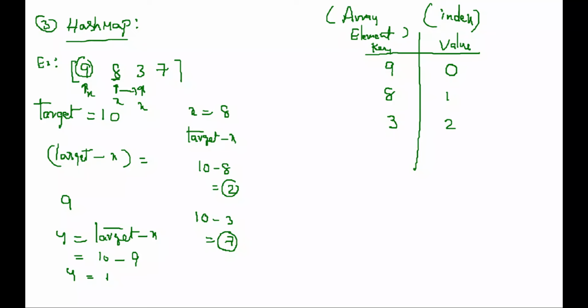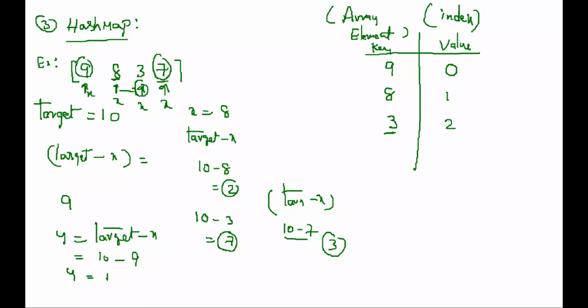Now you just move this x to the right hand side. Now again the new target minus x is 10 minus 7. 10 minus 7 is equal to 3. This value is there already in the hash map. So now there you stop and you pick up one index at the x position and one index at this seen position.